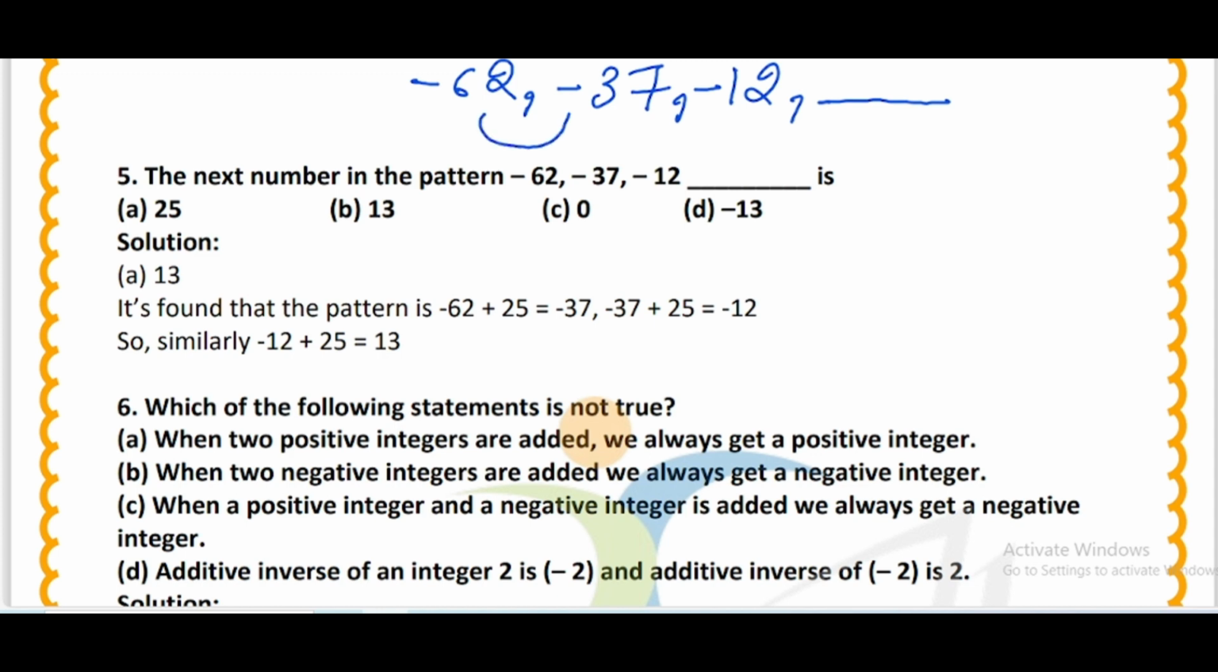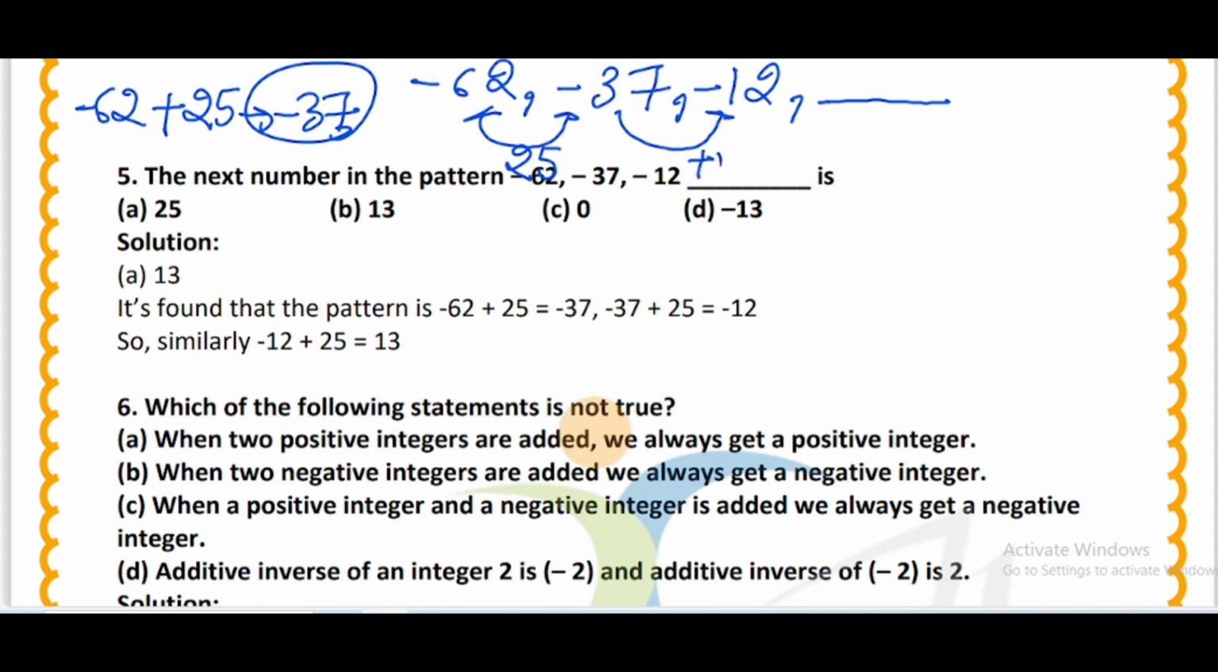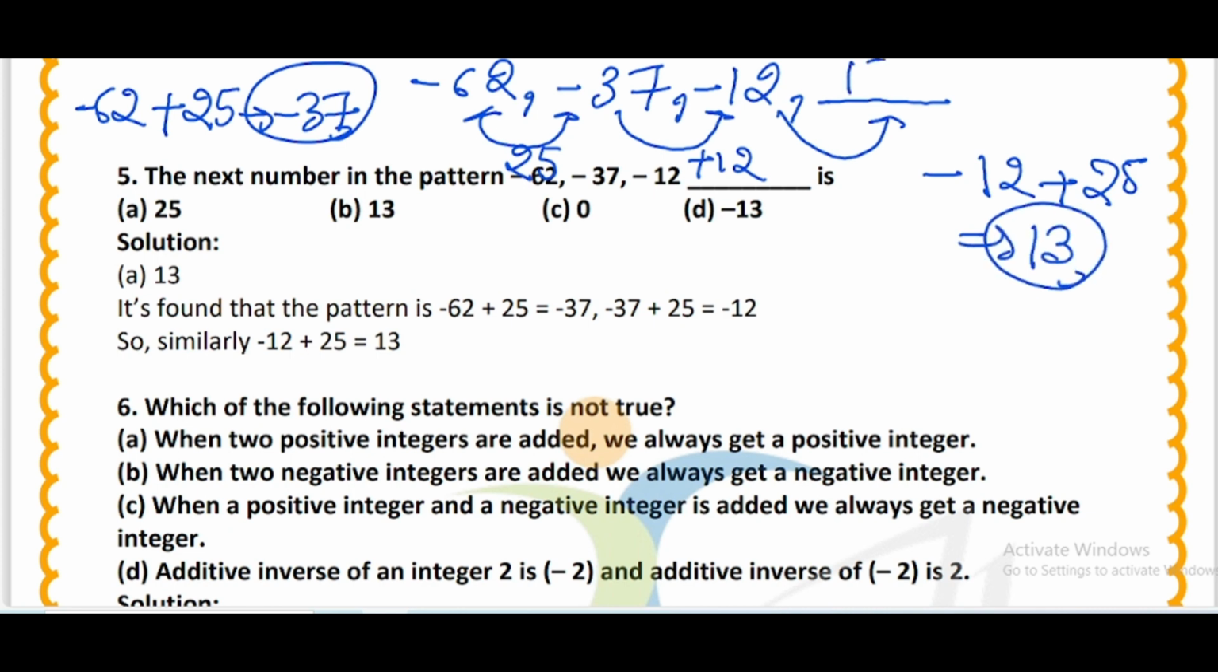The gap between -62 and -37 is 25. If we add 25 to -62, then it is -37. Then same as when we add 25 to -37, that gives -12. Then same as when we add 25 to -12, that gives +13. And the right option is 13, part B.